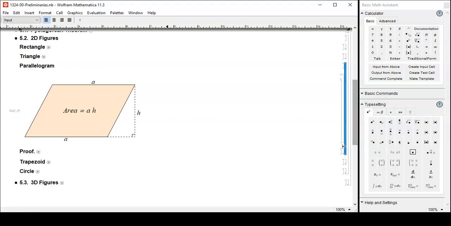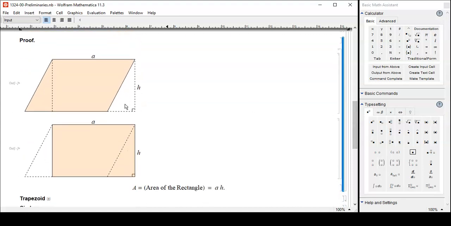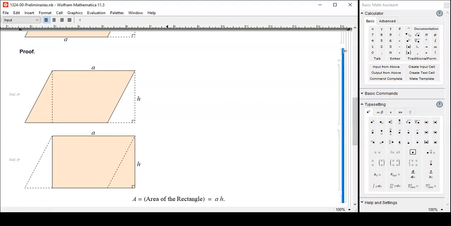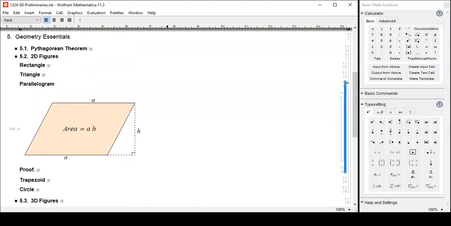Parallelogram. Now, why is that? The proof, as a matter of fact, is pretty simple. Cut off, and then paste it over there, and then what do you get? We get a rectangle of base a, height h. So we have base times height, ah. Okay, we went through parallelogram.